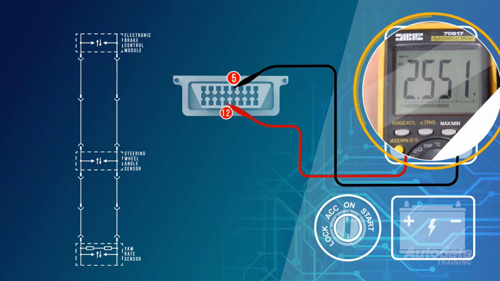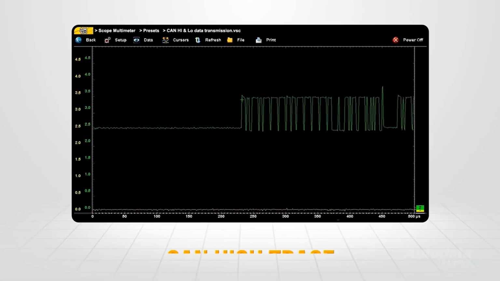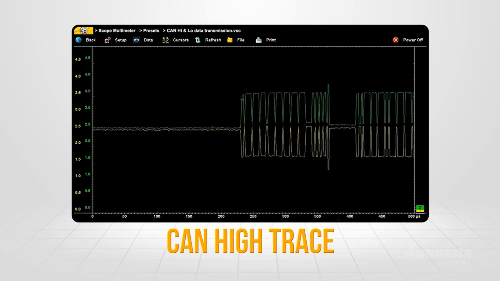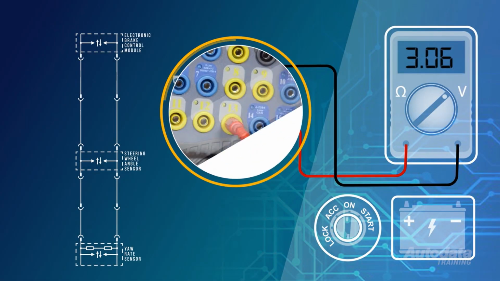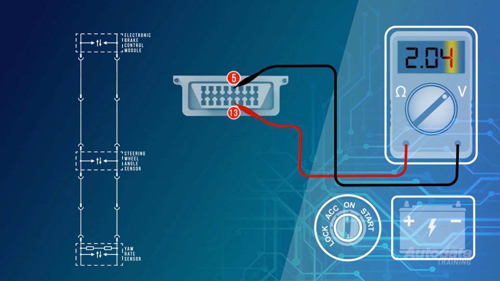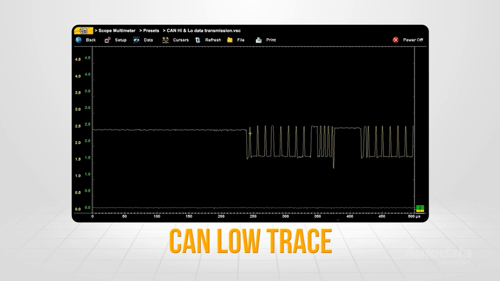Between 2.5 and 3.5 volts should be displayed. On an oscilloscope, the CAN high trace would look like this. Now move the red lead to terminal 13 of the DLC. Between 1.5 and 2.5 volts should be displayed. Again, on an oscilloscope, the CAN low trace would look like this.